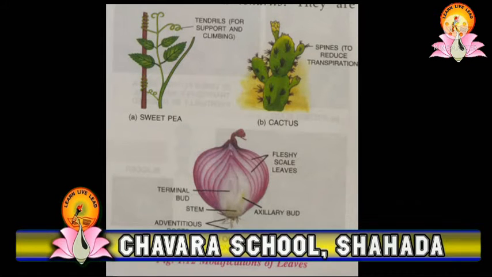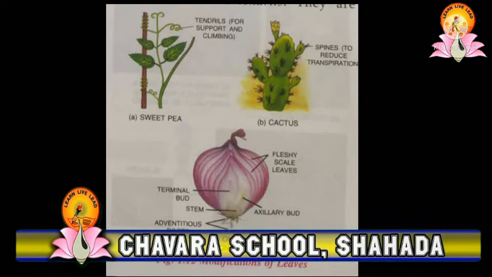Usually these tendrils are very sensitive to touch, and as they touch any object, they coil around it, take the support of that particular object and climb up. The example for leaf tendril is sweet pea.